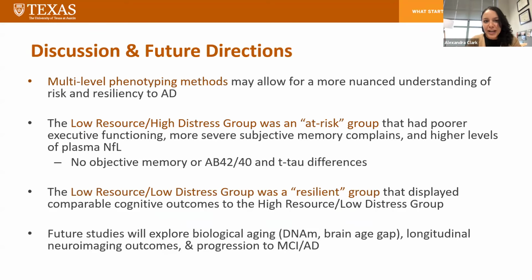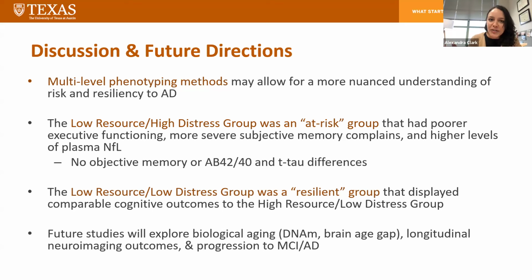So I just want to summarize briefly that we can use multi-level phenotyping or characterization methods to allow for a more nuanced understanding of risk and resiliency to Alzheimer's disease in the HABS data set. And again, let's move beyond those single level characterizations to taking into account multiple variables so that we can have a good understanding of people's true lived experiences, which are quite complex. We saw that the low resource, high distress group was an at-risk group, okay? They had poor executive functioning, more subjective memory complaints, and higher levels of plasma NfL.